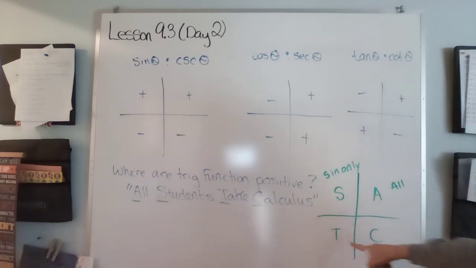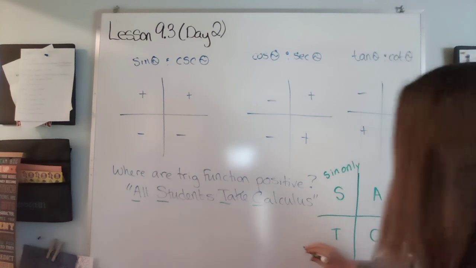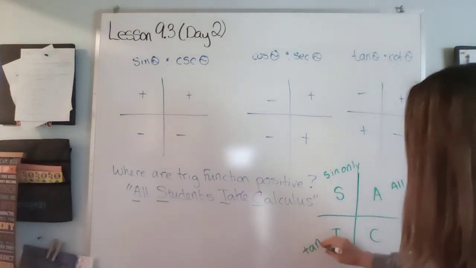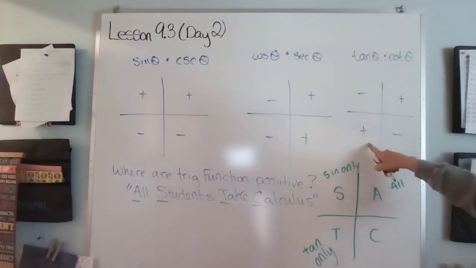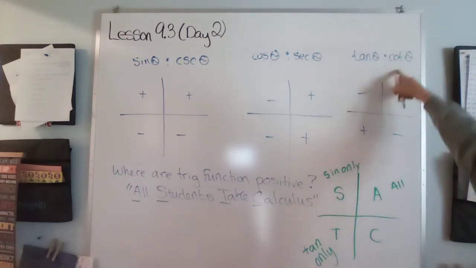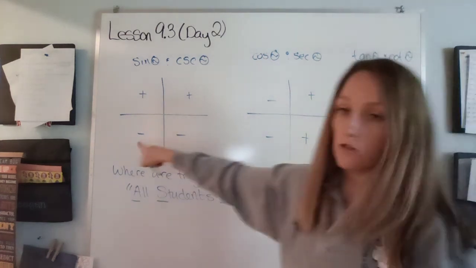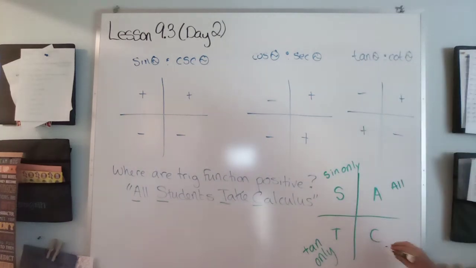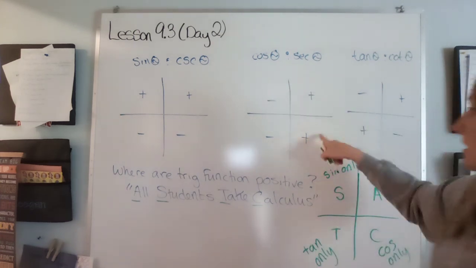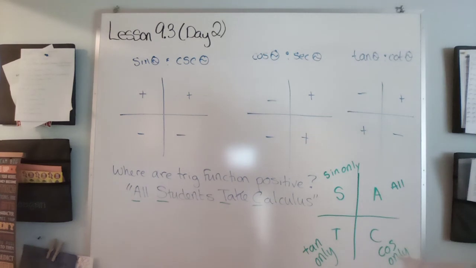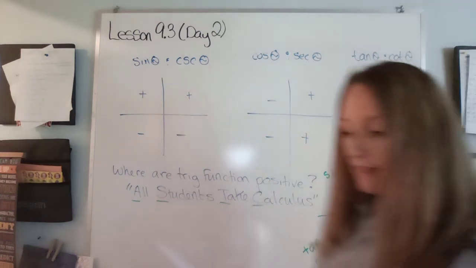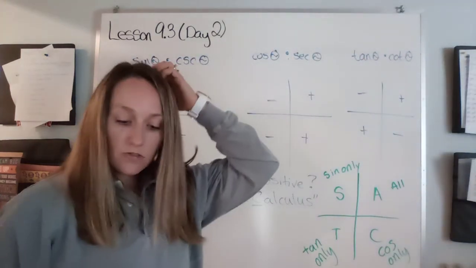In this quadrant, it's tan only. So again, when I say tan only, I'm talking tan and its reciprocal. So you can see in the third quadrant, tan and cotangent are positive, but the other ones are negative. And then finally, cosine only. So again, cosine and secant are positive, and the others are negative in the fourth quadrant. Okay? All right, and then that is really all, guys.